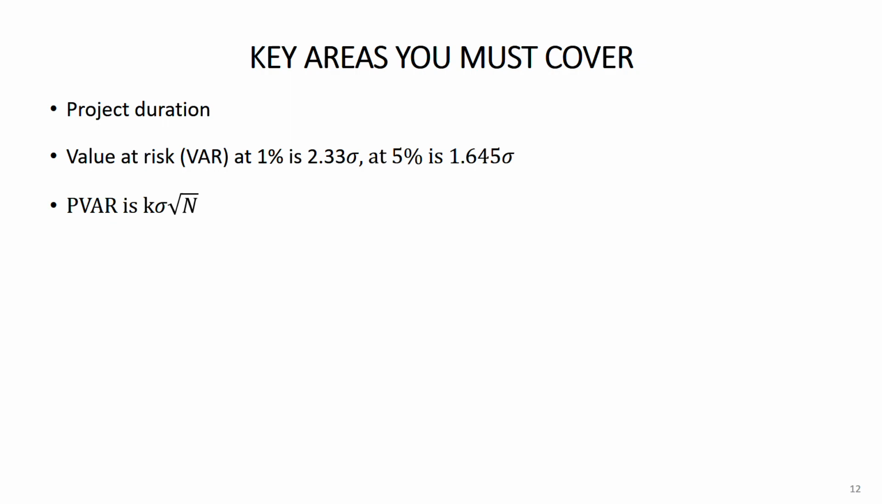Next is PVAR, project value at risk, which is K multiplied by standard deviation. What is K? K could be 2.33 or 1.645 based on your probabilities, 1% or 5%, right? And the square root of N is the number of years. Let's say a project has a 10-year life. You need to find the value at risk for a 10-year project. Then it will be square root of 10, the number of years. So this is the formula.